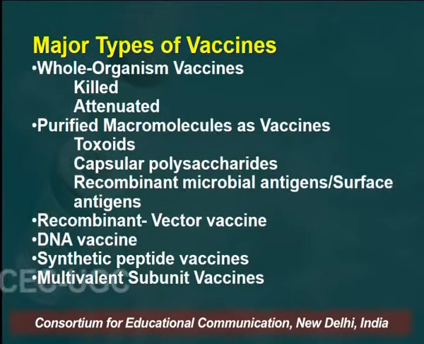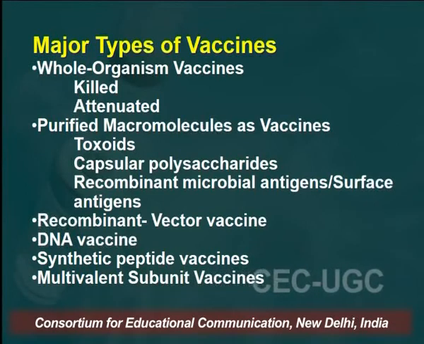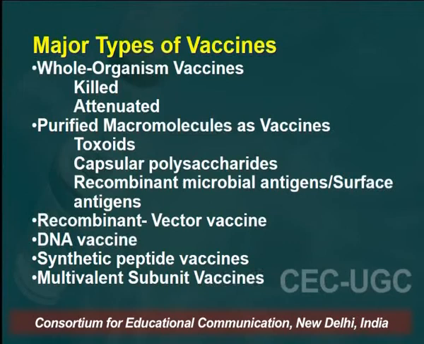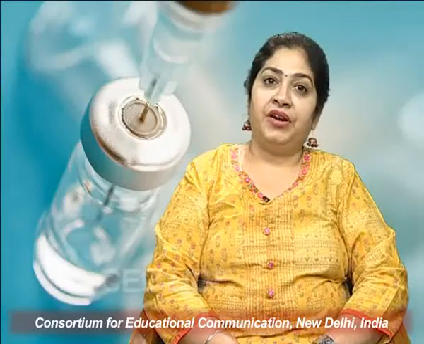It can be a purified macromolecule as vaccine, where a part of the organism or the pathogen is used, for example, a toxin that is converted to toxoid, or the capsular polysaccharide of the pathogen, or the recombinant microbial antigen or surface antigen. That is, a purified macromolecule of the pathogen is used as a vaccine. It can be a recombinant vector vaccine, a DNA vaccine, a synthetic peptide vaccine, or a multivalent subunit vaccine.